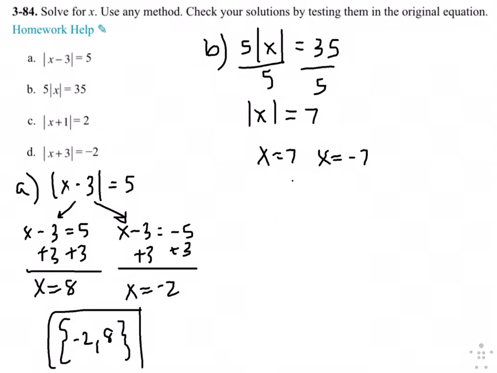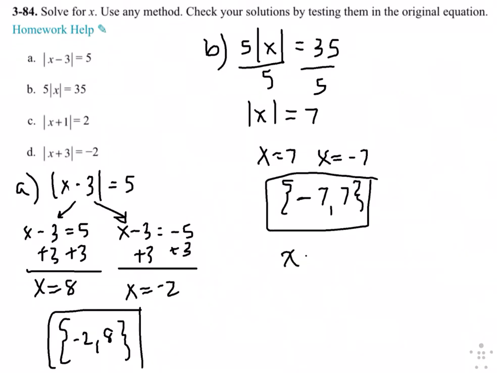I'll take the answers either way. You could write it in set notation, negative 7, comma 7. That's one way. Or if you wanted, you could write x equals plus or minus 7. That's fine too. Either way, it's fine.